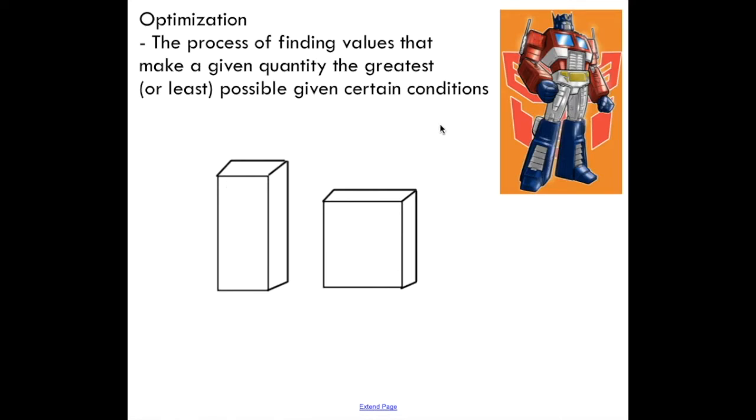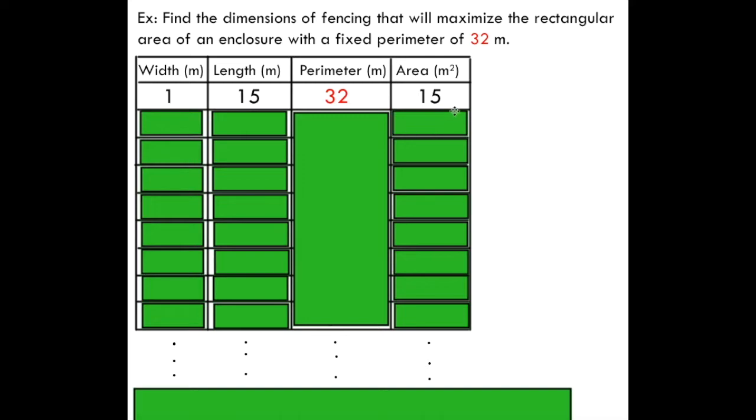What we're going to do in this video is we're going to look at perimeter and area. So we're going to try to maximize area. We'll do that by looking at a couple of examples. So the first example here says find the dimensions of fencing that will maximize the rectangular area of an enclosure with a fixed perimeter of 32 meters.